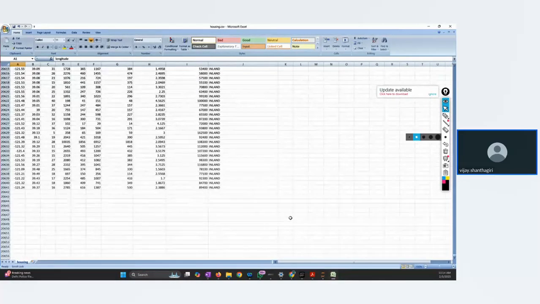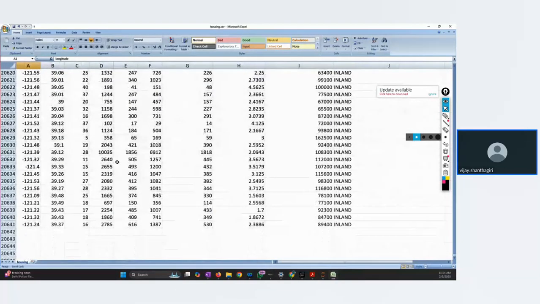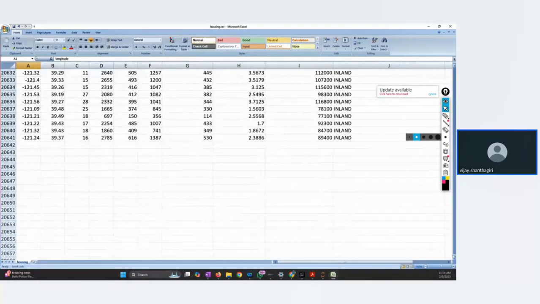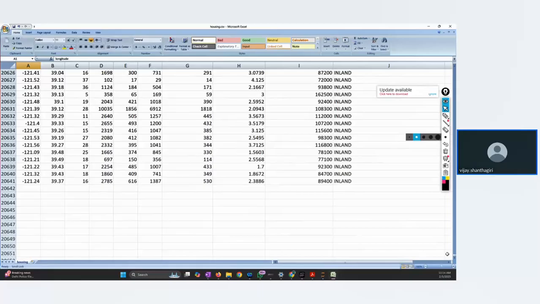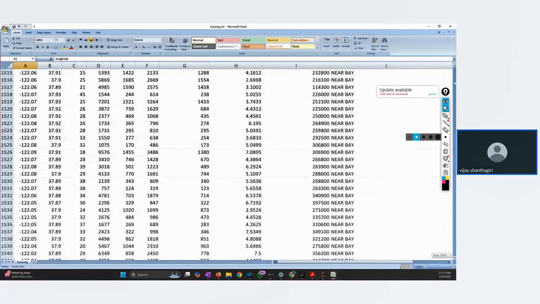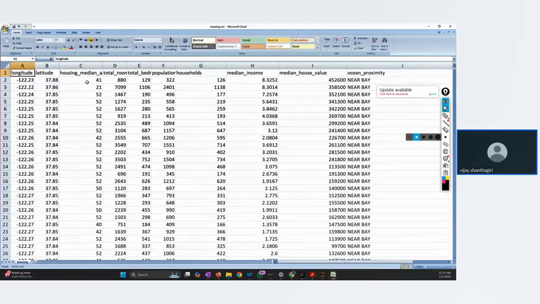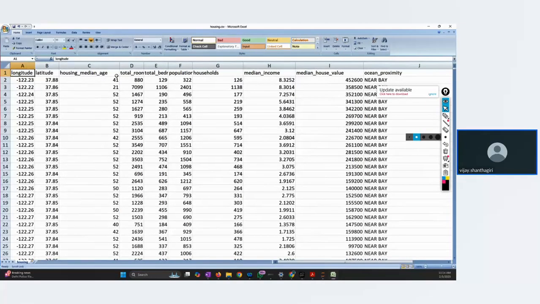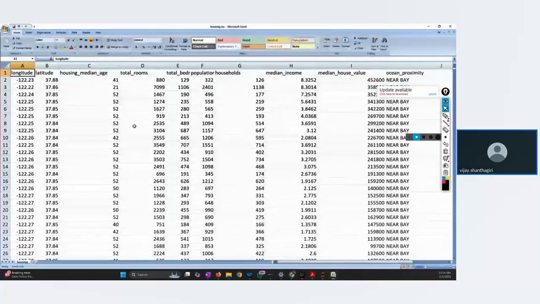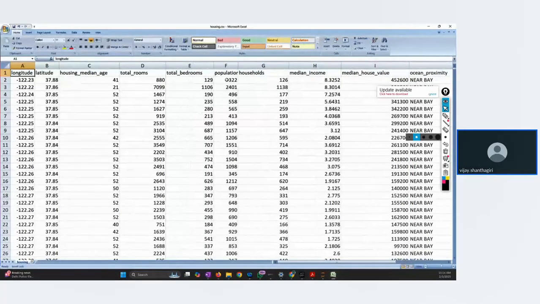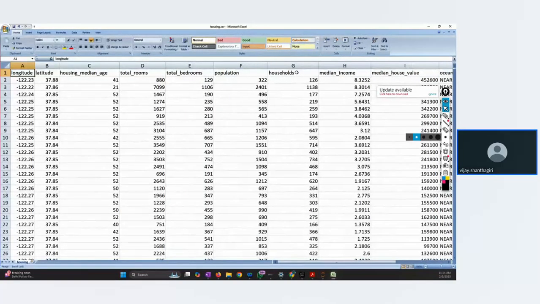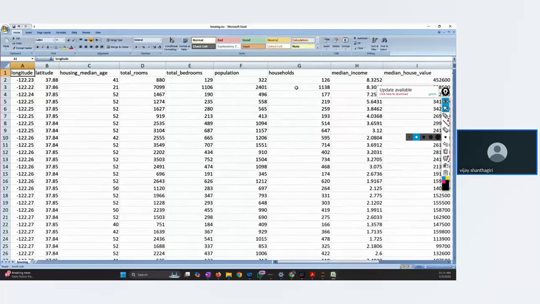Now pay attention. The next 10 minutes is a decider. What I'm going to tell you is going to make everything clear to you. 20,641 data points. The first variable here is longitude, latitude. Then house median age, rooms, bedrooms, population in that housing, the whole community.